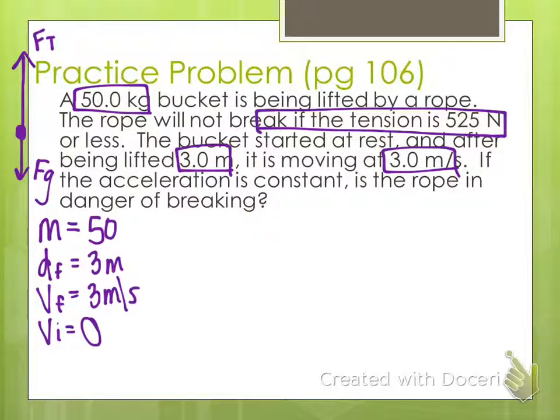Now, what equation can we use to solve for our acceleration? Yeah, Vf squared equals Vi squared. So we'll use this equation: Vf squared equals Vi squared plus 2a delta d. So Vf squared is 3.